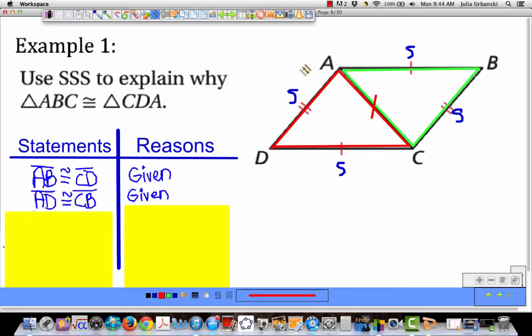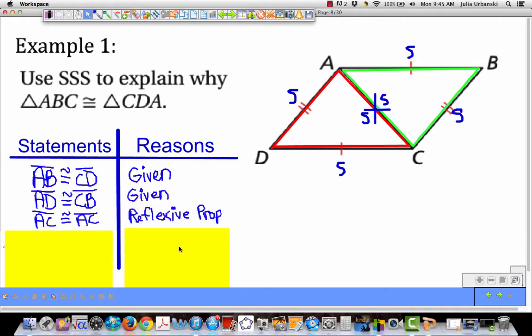We call that reflexive. We put an X on it, and we realize that that represents a side on each triangle. That is a side on the green triangle, and that's a side on the red triangle. So therefore, we have AC is equal to AC, any segment is equal to itself, and that is the reflexive property, if you remember that from the past. And then lastly, we look at our picture. We have three pairs of sides that match. So we can say triangle ABC is congruent to triangle CDA by the side-side-side postulate.